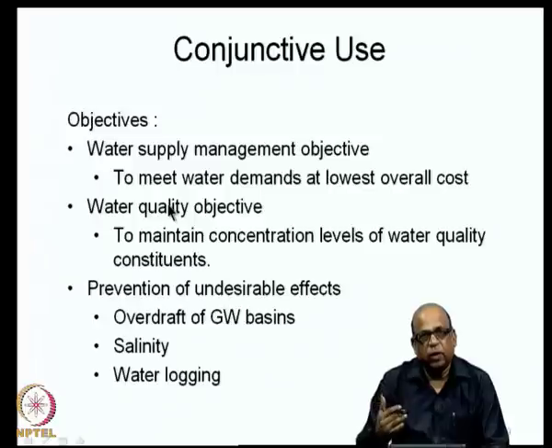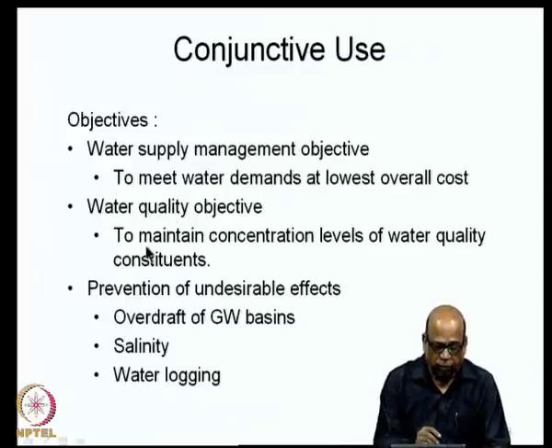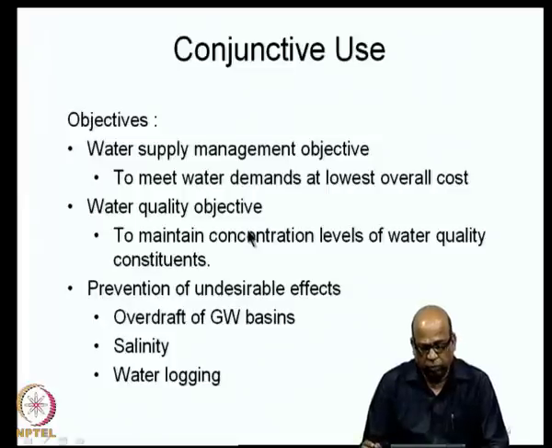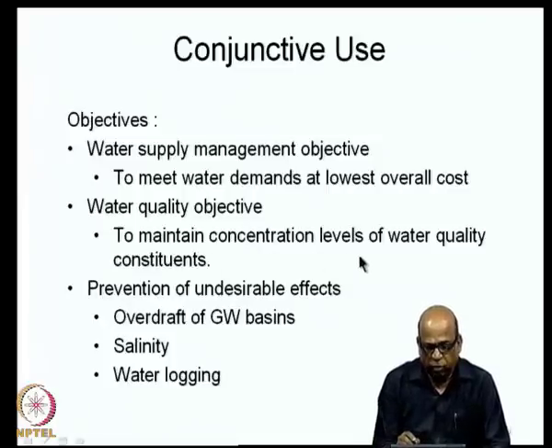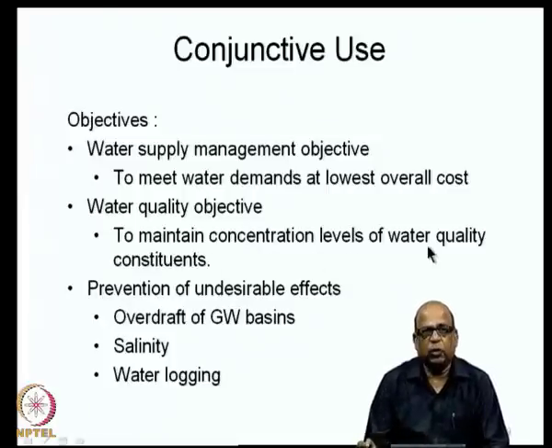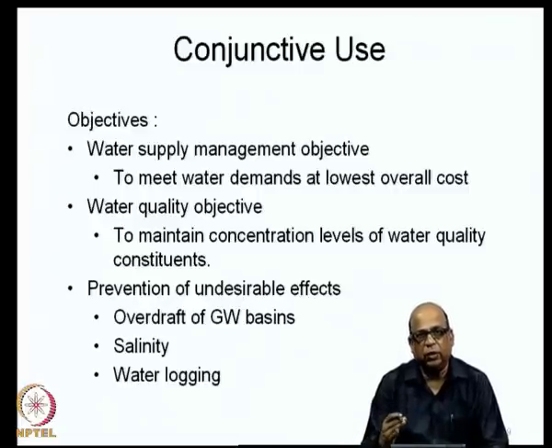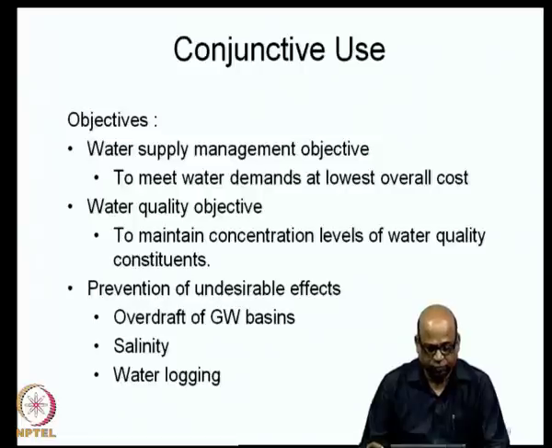Then you may have several other objectives associated with the conjunctive use problem. For example, you may have a water quality objective, where you may want to maintain the concentration levels of water quality constituents, both in the surface water as well as in groundwater. So, you may have quality objectives which can be studied through the systems models.